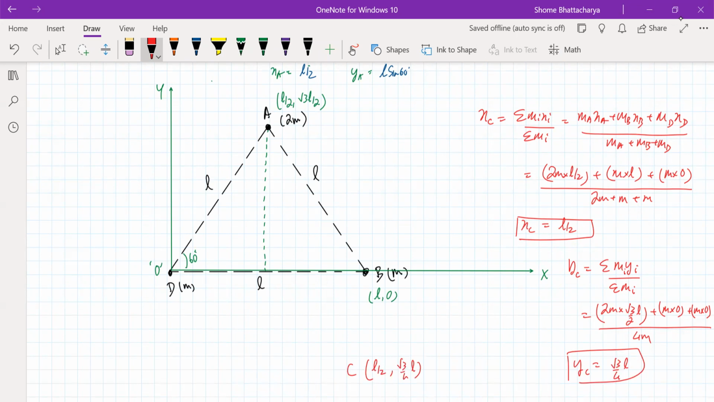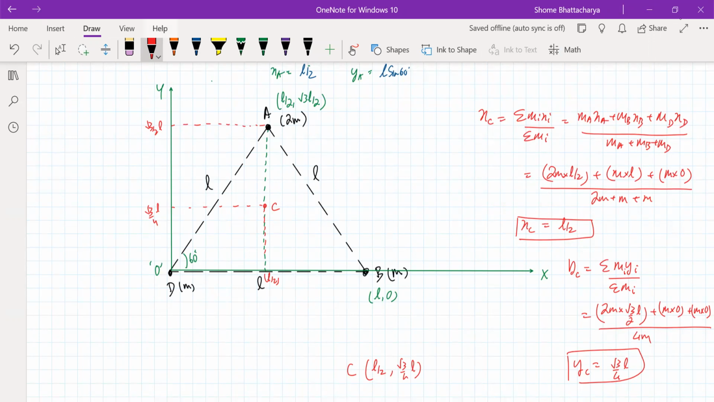So that means my center of mass is somewhere here, such that this coordinate is L by 2, and this coordinate is exactly half of this. So this is one way of solving the problem.